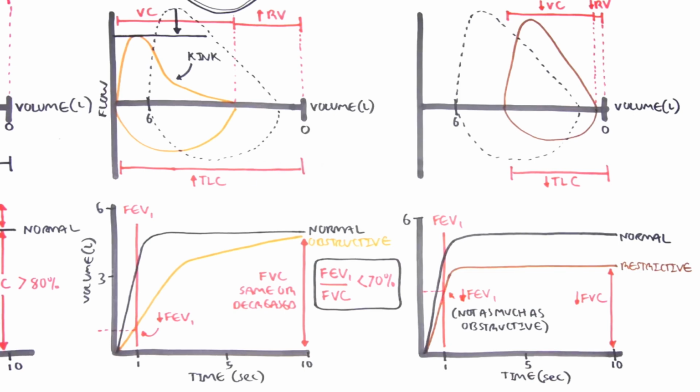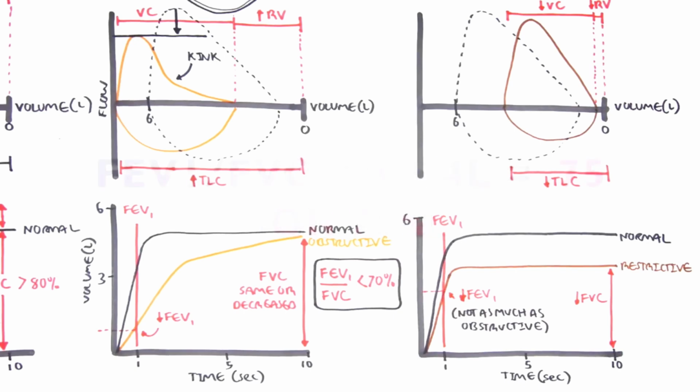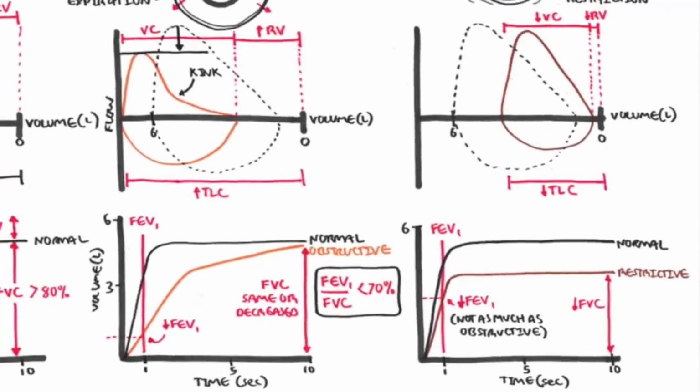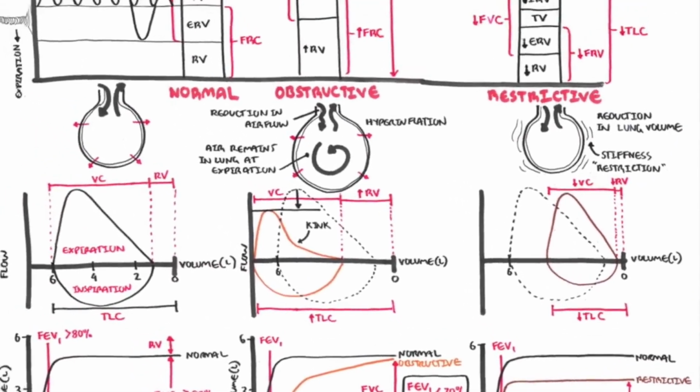So for example, in this scenario of restrictive lung disease, the FEV1 is about 3 liters and the forced vital capacity is about 4 liters. So 3 divided by 4 is 0.75 or 75%. And thus, this can constitute restrictive lung disease rather than obstructive airway disease.